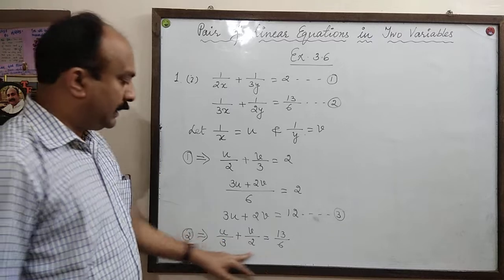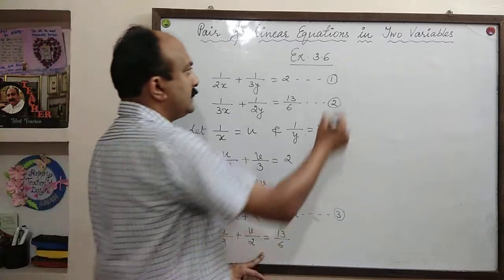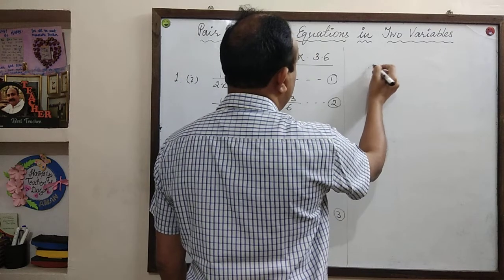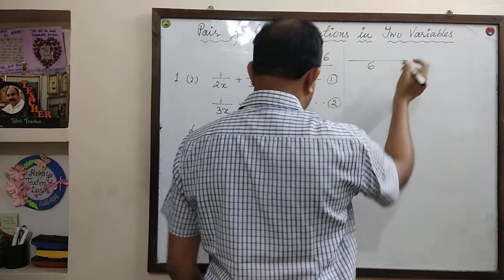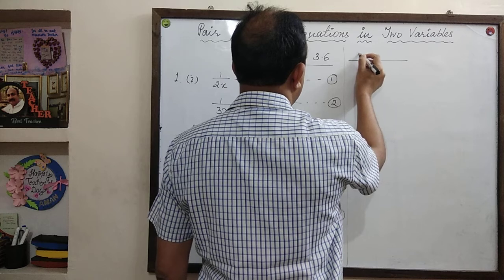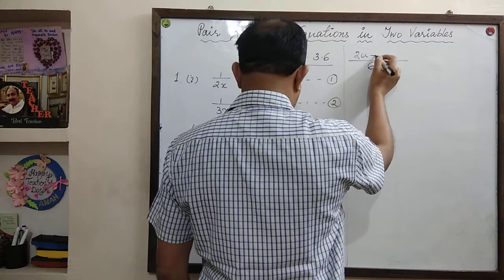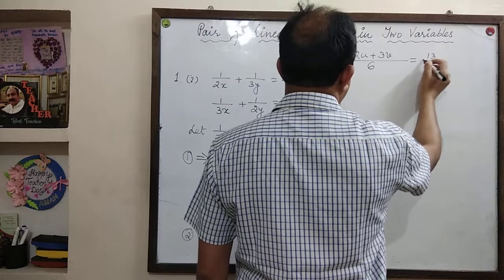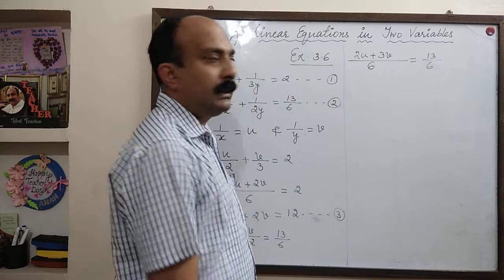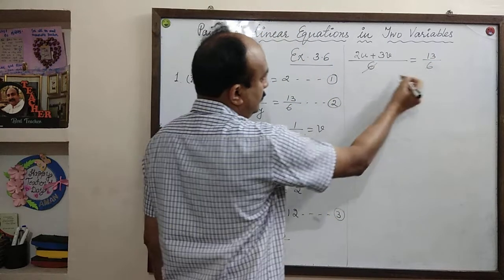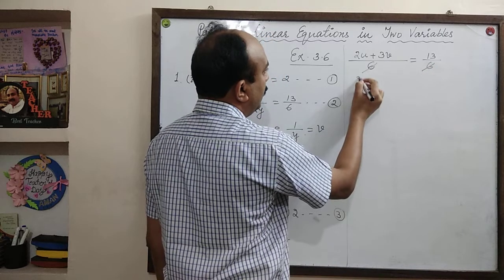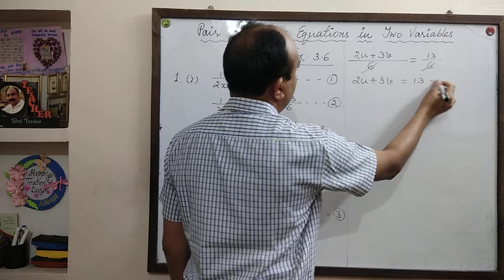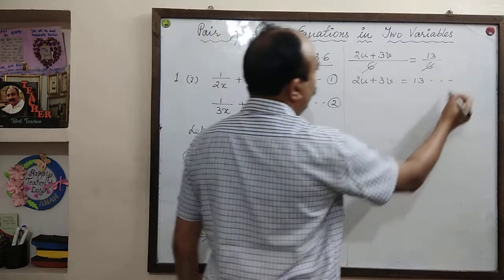Once again, I am going to take LCM in LHS. Taking LCM in LHS, it becomes 6 as LCM, numerator 2u plus 3v. Here it is 13 upon 6. Now, this 6 and 6 will get cancelled. It becomes 2u plus 3v is equal to 13. Let us call it equation number 4.